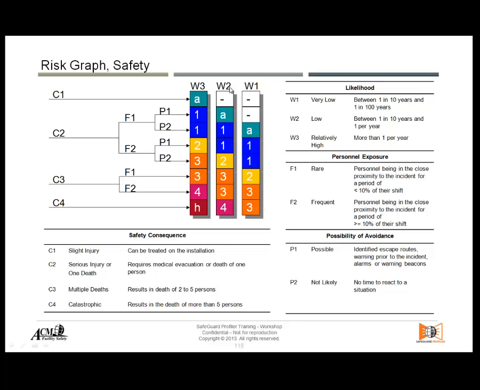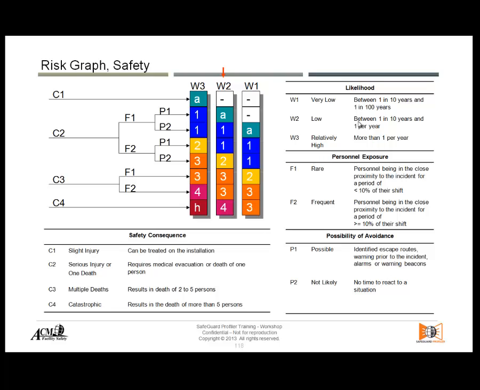It is determined according to how we answer the questions about how frequent, what is the worst consequence, whether the personnel is exposed to that hazard, and whether you can escape it or not. And then we'll end up with a number there. So for example, in this case we might say 2 for W2, between 1 in 10 years and 1 per year. So we saw the description there that we were talking about several problems.